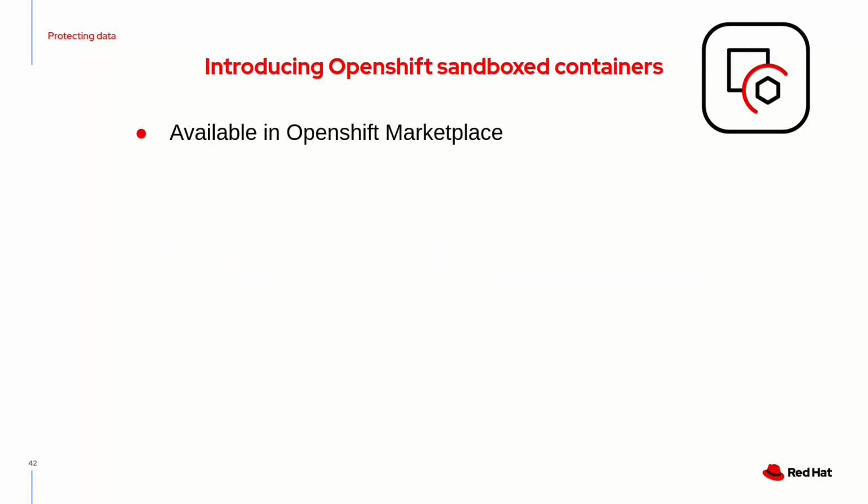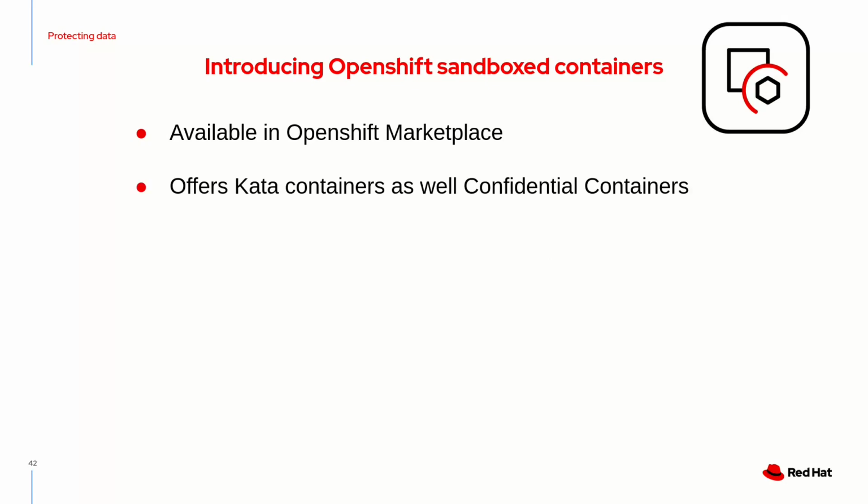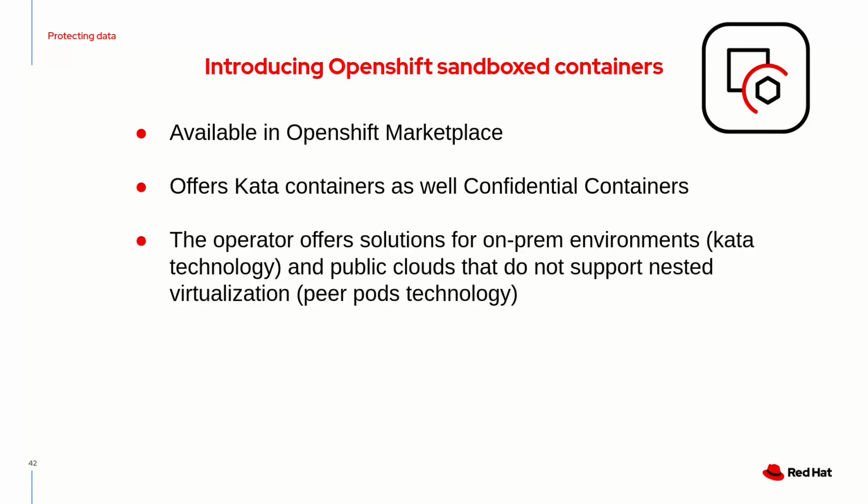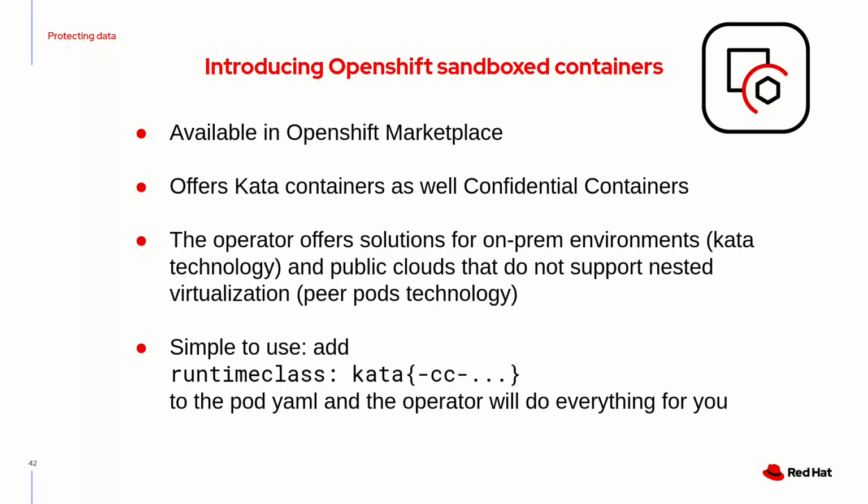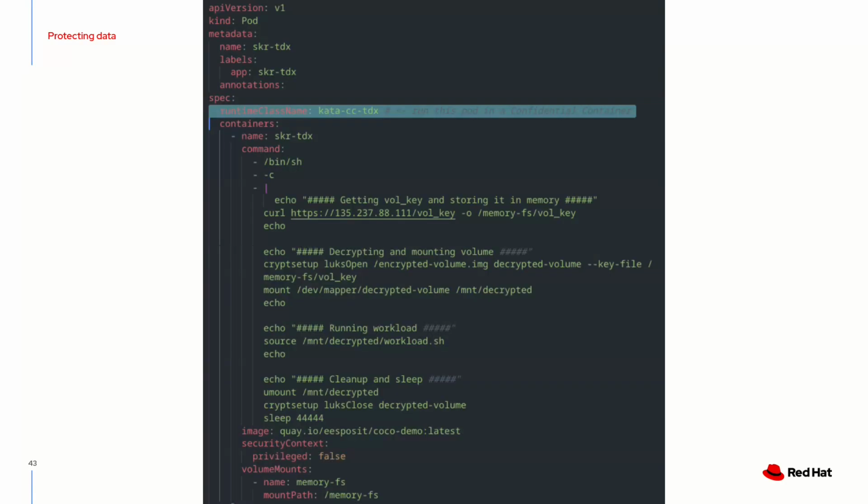Introducing the OpenShift Sandboxed Containers operator. This operator is available in the OpenShift Marketplace and offers both solutions, kata containers and confidential containers. The operator offers this kind of solution for on-prem environments or also public clouds that do not support nested virtualization. And it's very simple to use. Once it has been configured, you just add the runtime class offered by the operator, to choose between kata containers or confidential containers, to the pod YAML, and the operator will do everything for you.